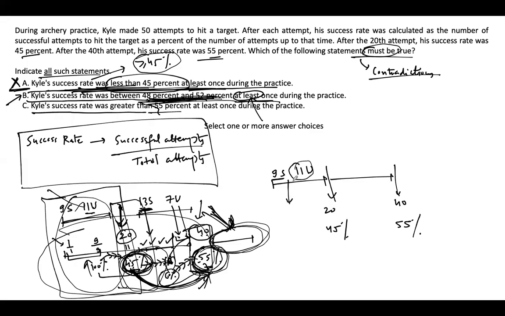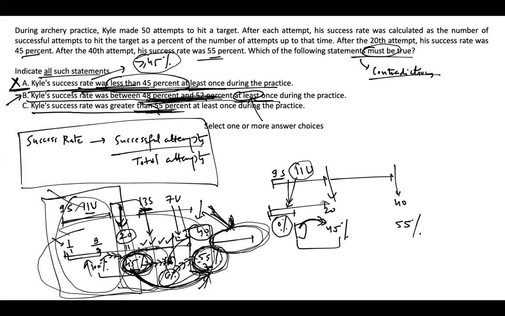Yes. 11 attempts he failed. Till then, 0% success. And then whatever the success rate was after that, it gradually increased from 0% to 45%. So that means till here there was no success rate that was greater than 55%, right?